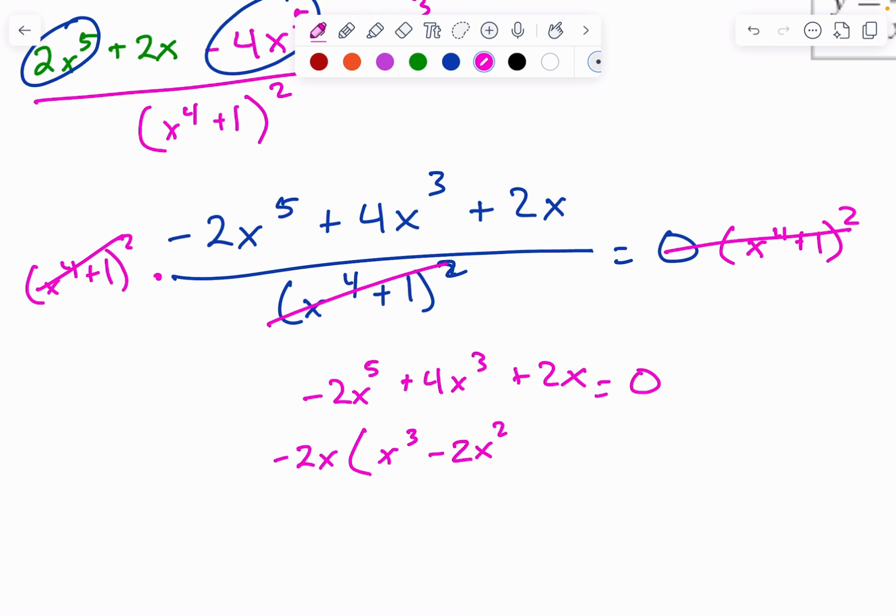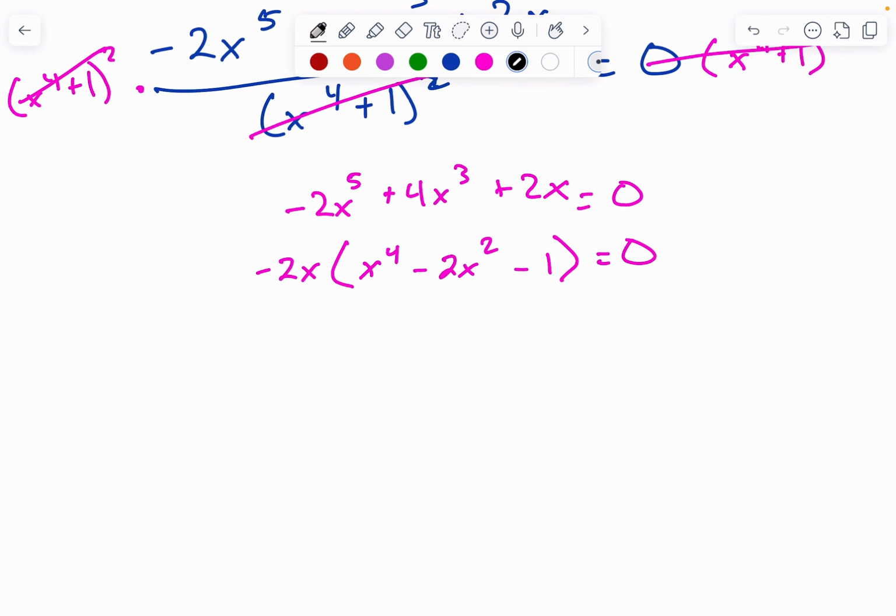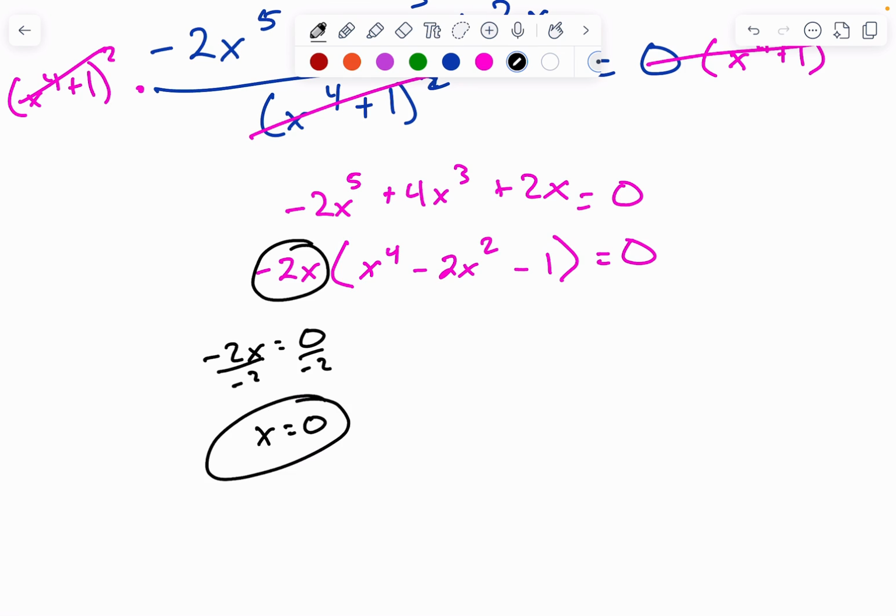No, wrong. Oh, this is x to the fourth minus 2x squared minus 1 equals 0. Okay, so then I set those two equal to 0, and this makes it kind of hard because this guy equal to 0, negative 2x equal to 0. If I divide by negative 2, that's where I get x equals 0 from. But if I set x to the fourth minus 2x squared minus 1 equal to 0, that is a little bit messy.